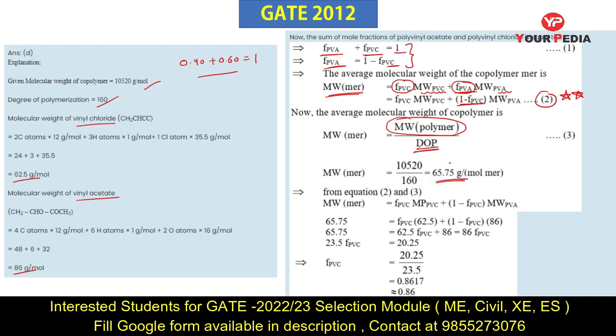Now if you know the average molecular weight, then by using this equation and these three values, I can put the value 65.75 here, equal to the 62.5 that we have calculated here, and 86 for this that we have calculated here. So from here I can calculate the fraction of vinyl chloride, that is 86%. Very easy question but a tricky question.